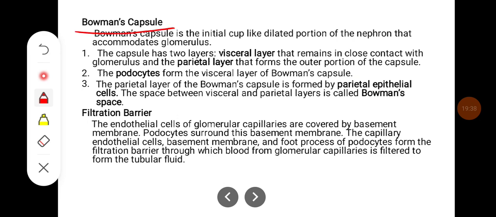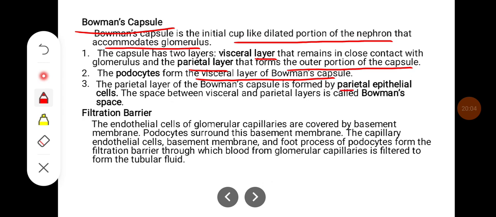Bowman's capsule. Bowman's capsule is the initial cup-like dilated portion of the nephron that accommodates the glomerulus. The capsule has two layers, the visceral layer and the parietal layer. The visceral layer remains in close contact with the glomerulus, and the parietal layer forms the outer portion of the capsule. The podocytes form the visceral layer of Bowman's capsule. The parietal layer is formed by parietal epithelial cells, and the space between the visceral and parietal layers is called Bowman's space.